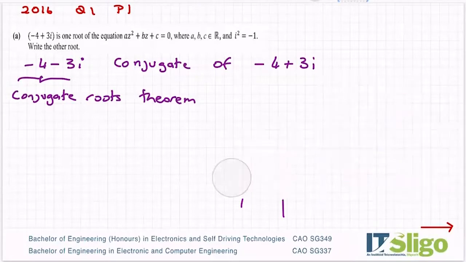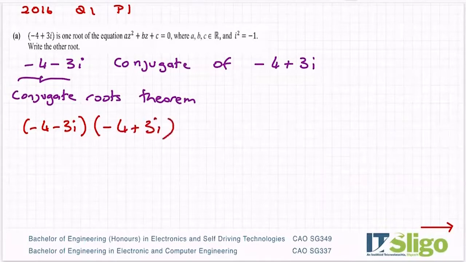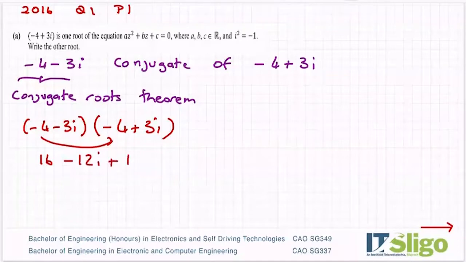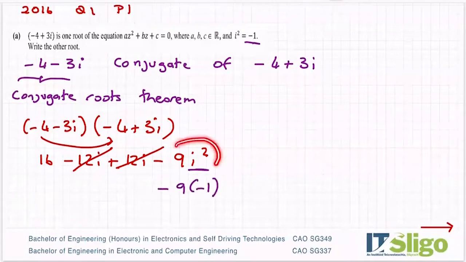So that's your complex numbers. When you multiply a complex number by its conjugate, all the i's cancel. So what I'm doing is multiplying this out now. Minus 12i plus 12i cancel, and because i squared is a minus 1, anything with i squared in it ends up resolving down to a real number. So you get 16 plus 9, which is 25.